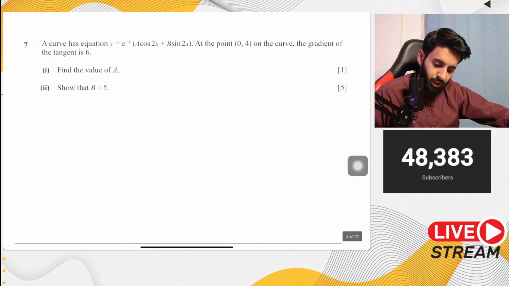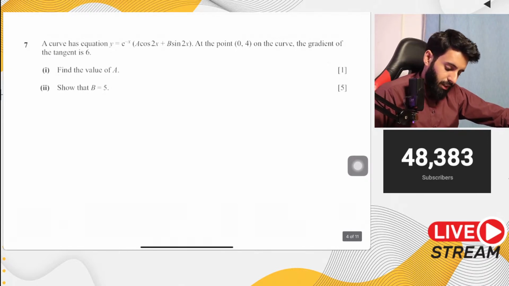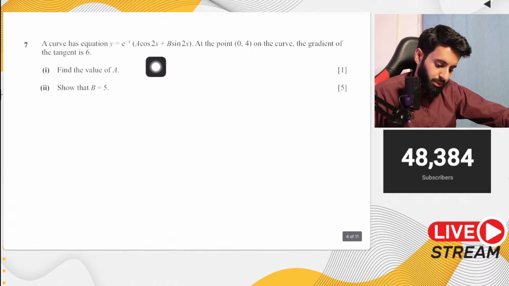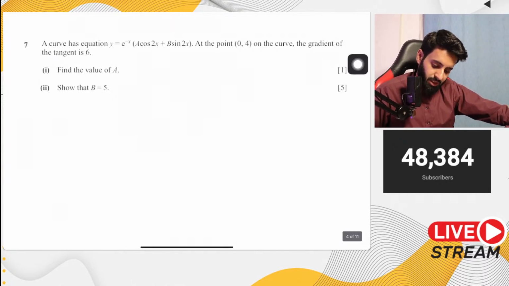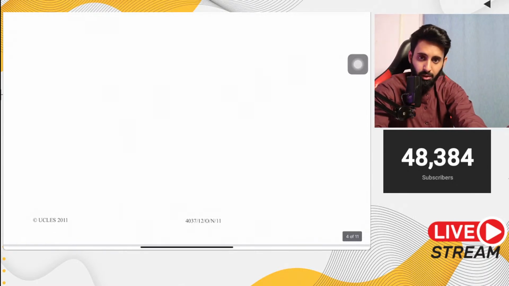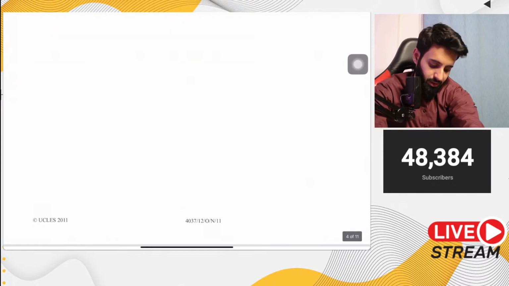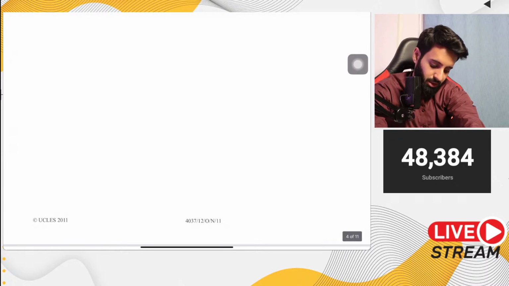All right. Now here's a question which says a curve has equation y equals e to the power minus x, a cos 2x plus b sine 2x, at the point (0, 4) on the curve. The gradient of tangent is 6. So again, this is October November 2011, paper 12. Again, back when people used to be smart.